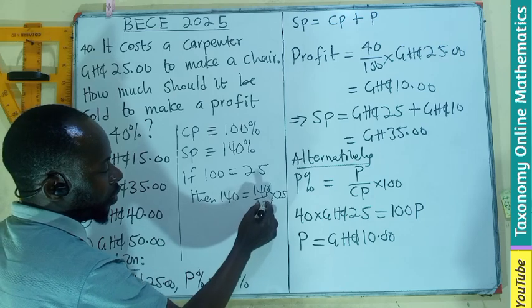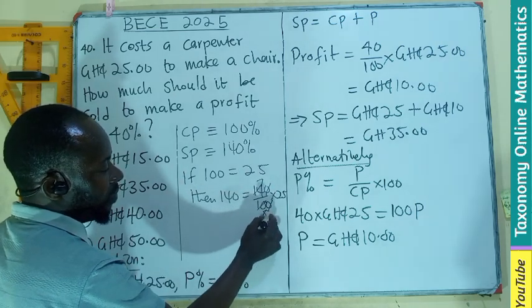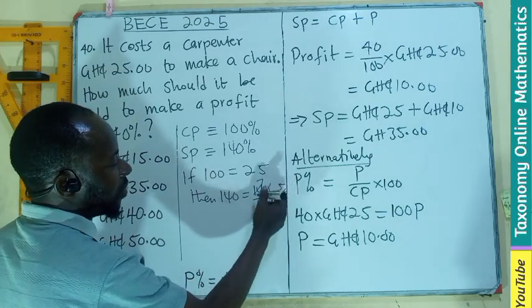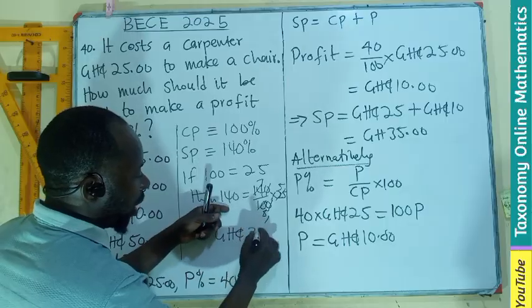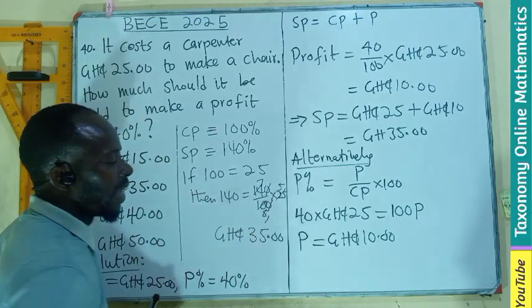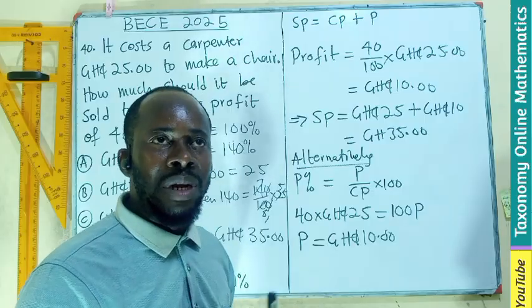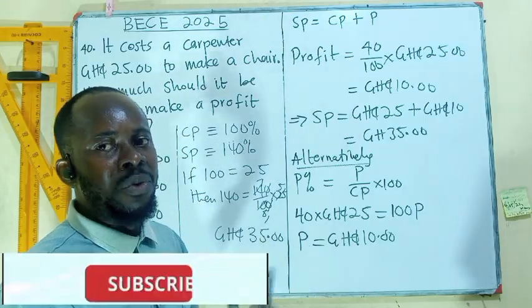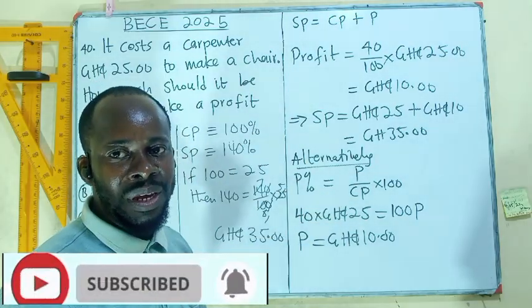Let me see. This will cancel this. I still have 2 here, 5, 2 here, 7, 5 here, 1. 5 will go here 5 times. 5 times 7 will also give you 35 Ghana cedis. So we can pick it as a percentage approach, combined with ratio and proportion. Or we follow through with the concept we already know.